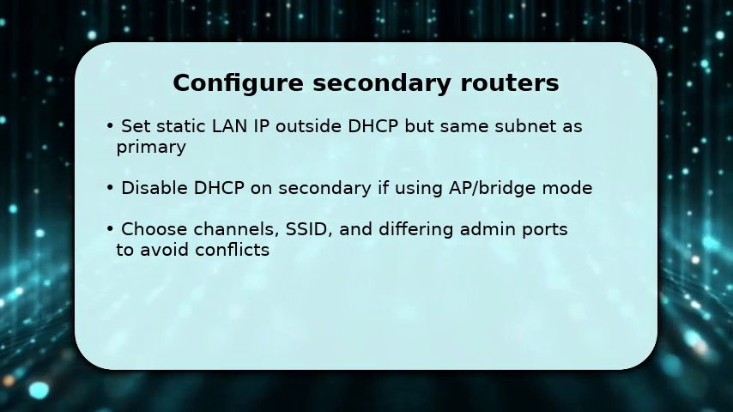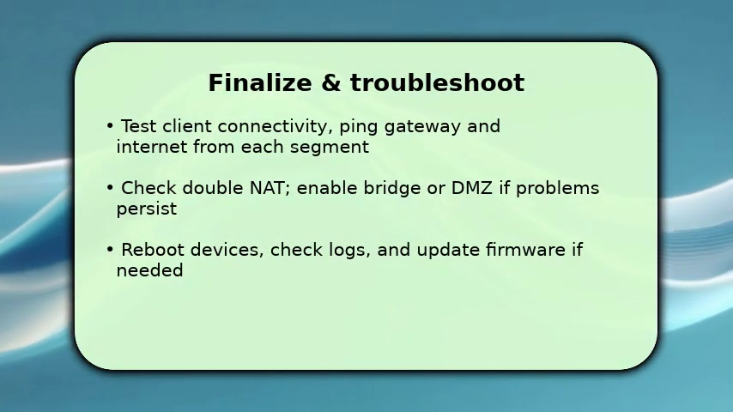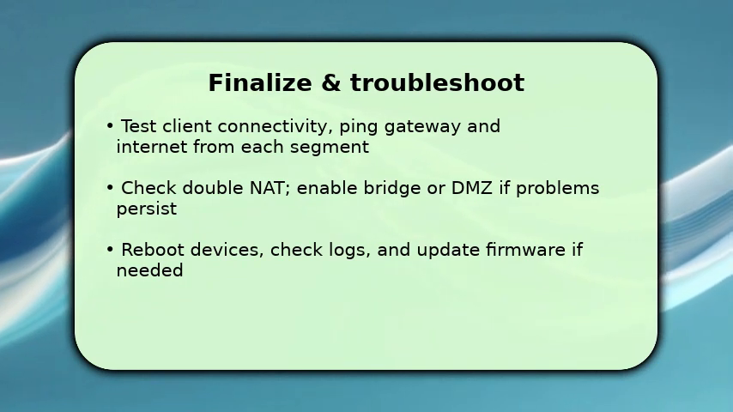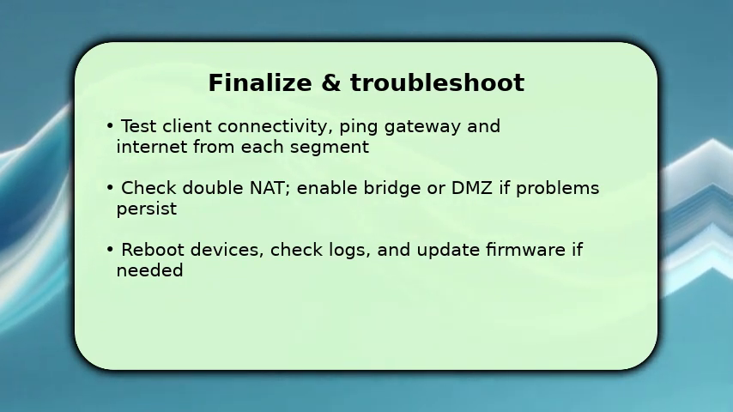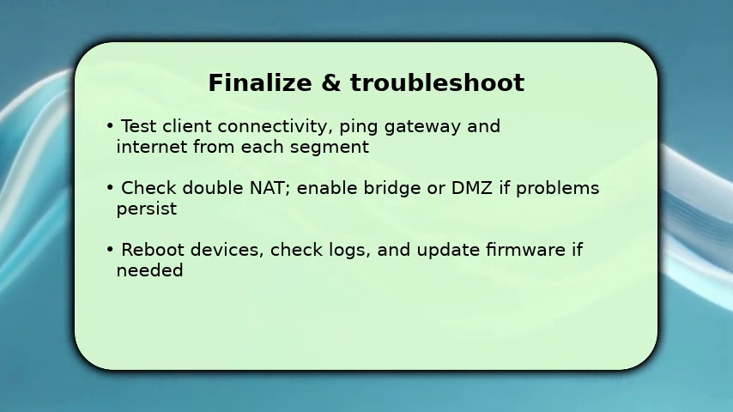Finish by validating traffic flow. Connect a client to each router or AP and ping the primary gateway, then an external host. If clients reach the internet but services fail, look for double NAT. Resolve by using bridge mode or placing the secondary router in the primary's DMZ.